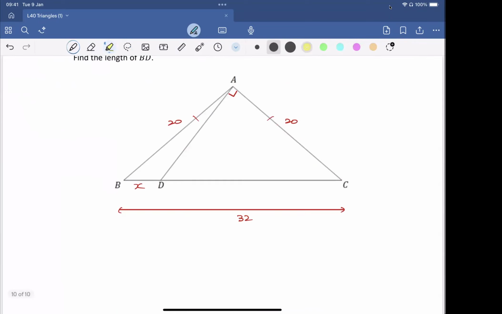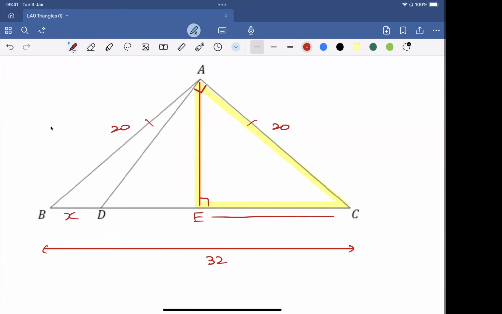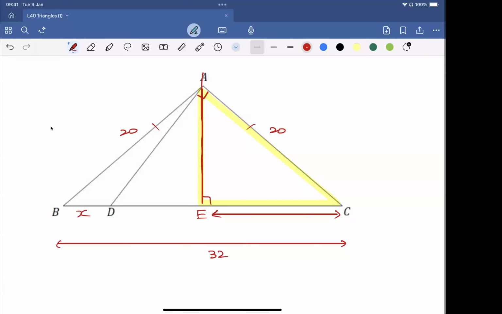Okay, so I would like everybody to look at the triangle. I'm going to draw a line here. I'm going to make this 90 degrees, and I'm going to call this point E. Look at this yellow triangle, everybody, and tell me in the chat, what is this length? I've actually drawn a line to cut it in half. So can you tell me what is this length, please?